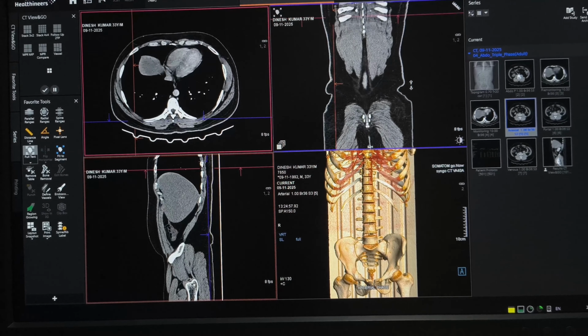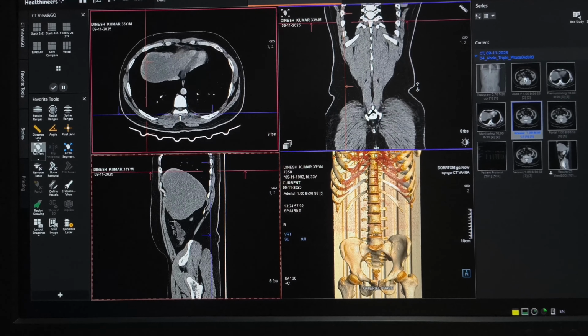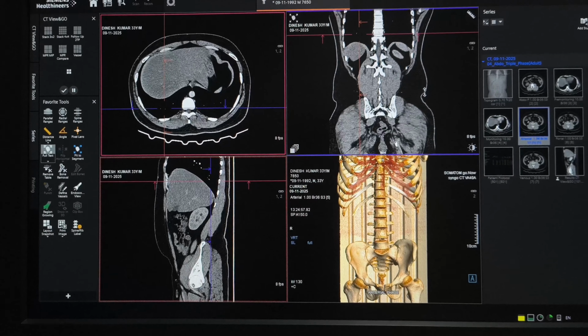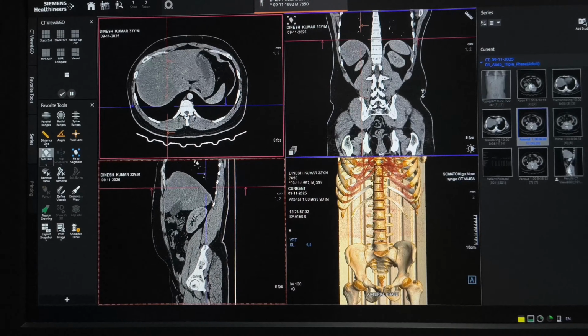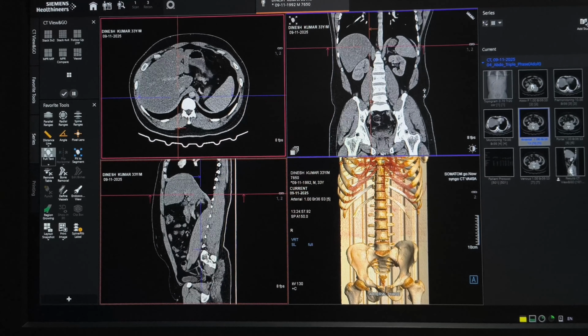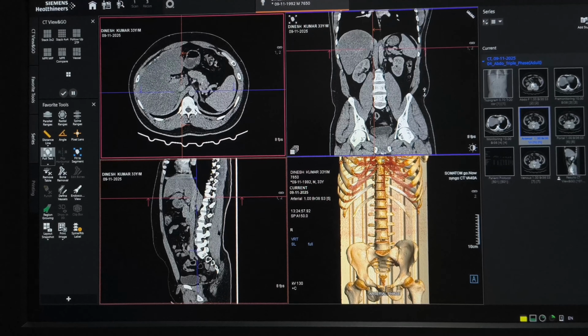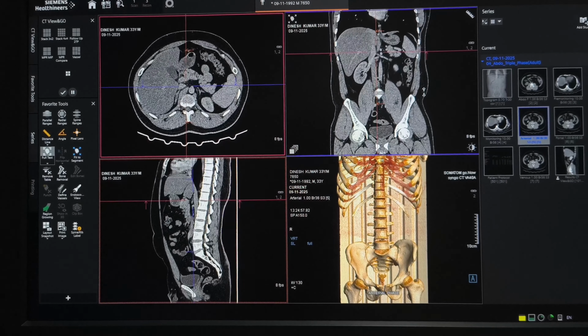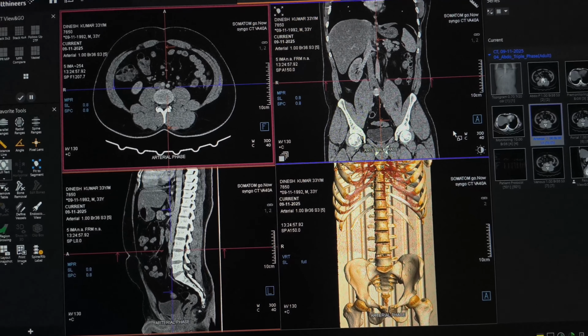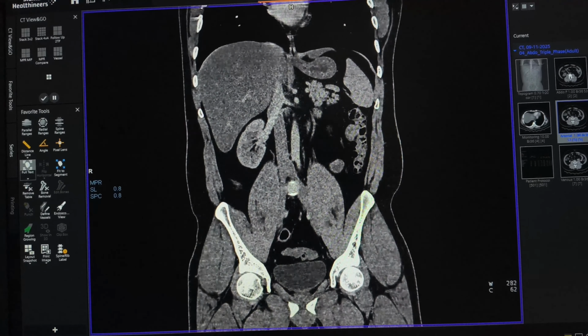Important note: arterial phase timing is not fixed. It can change depending on the patient's heart rate, IV cannula size, injection speed, that means flow rate, machine settings, and patient's cardiac output. So 15 to 25 seconds is an approximate guide, not a strict rule. Arterial phase.